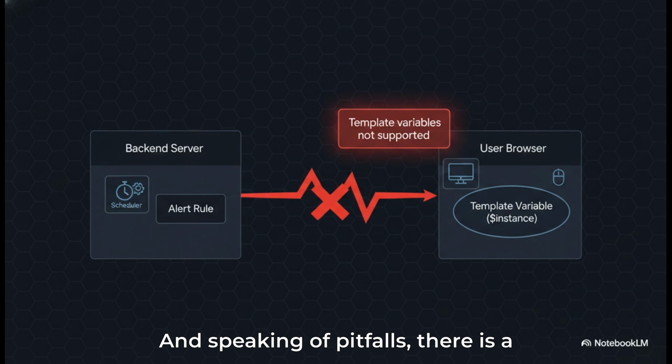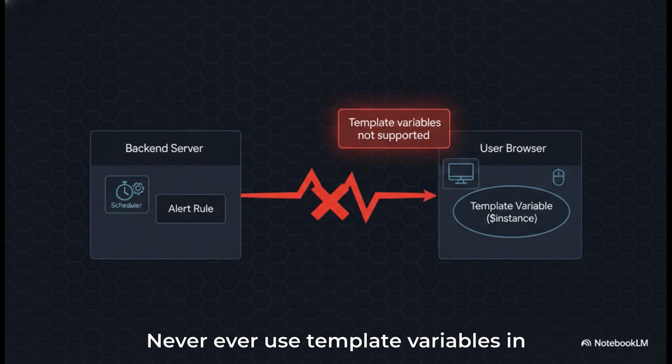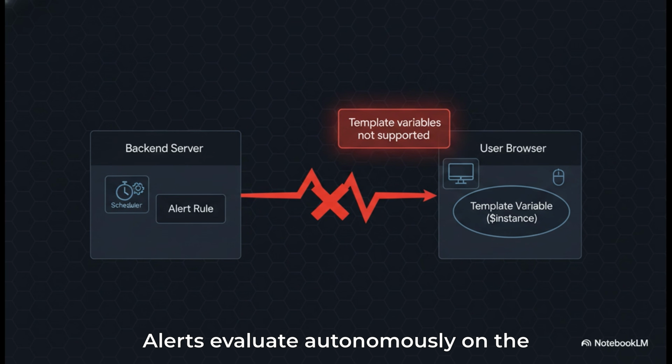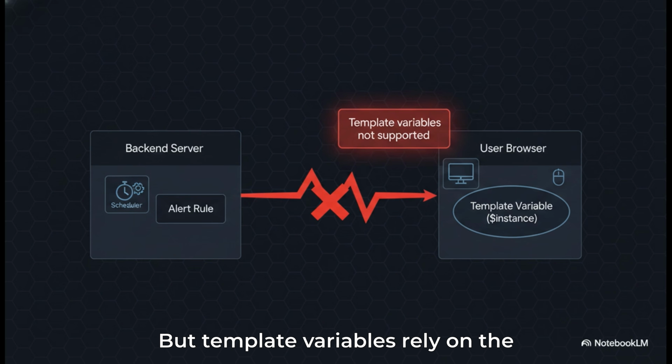And speaking of pitfalls, there is a massive trap here. Never, ever use template variables in your alert rules. It's just a fundamental design constraint. Here's why. Alerts evaluate autonomously on the Grafana backend on a fixed schedule, right? But template variables rely on the dashboard context. They resolve dynamically in the user's browser based on what they've clicked.